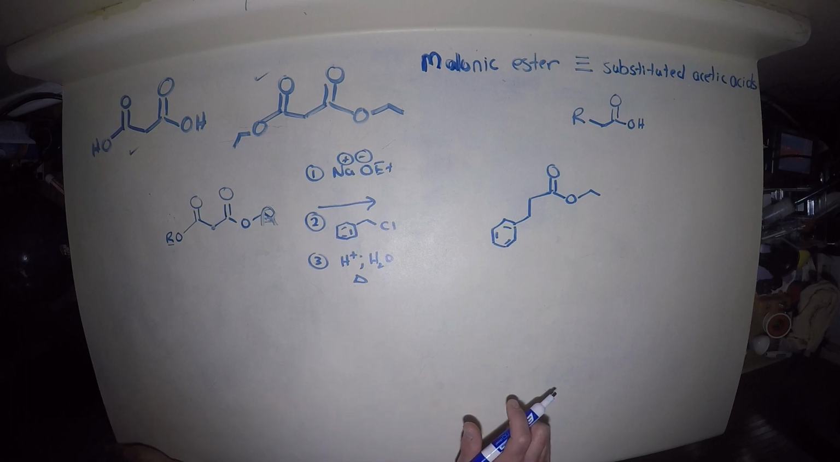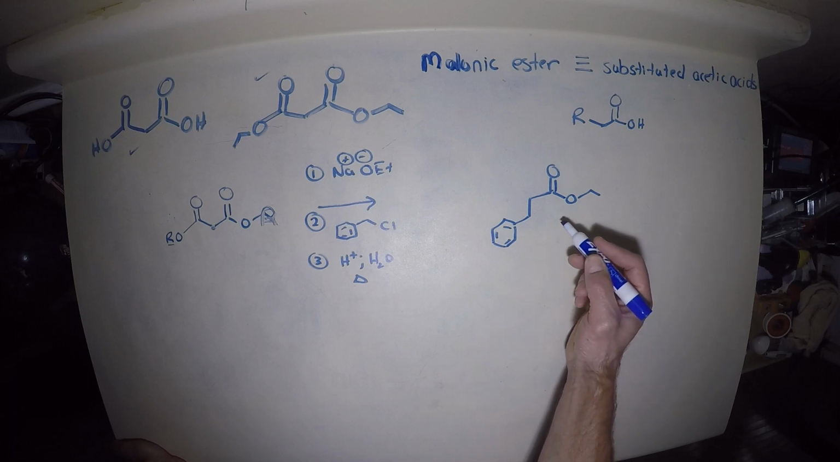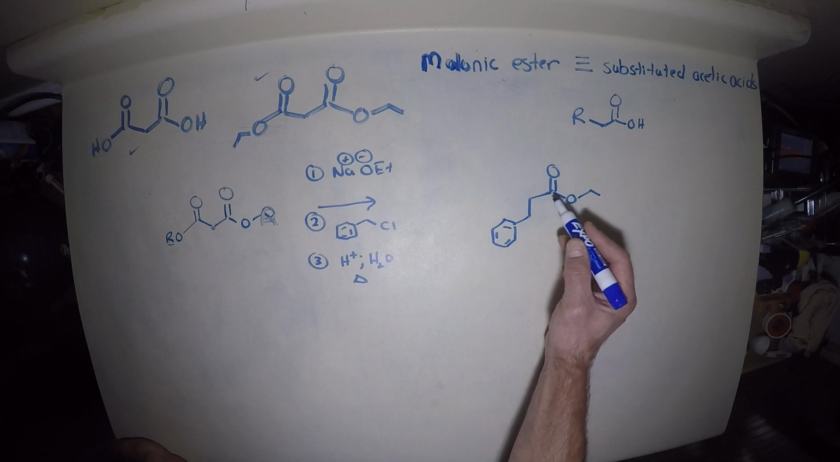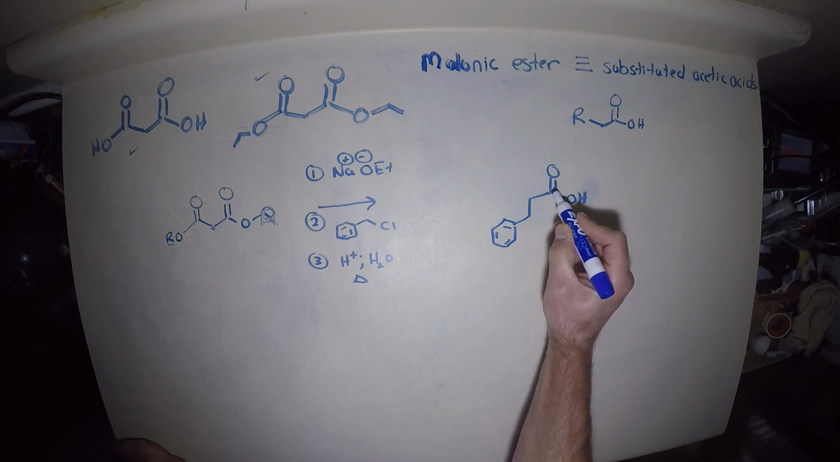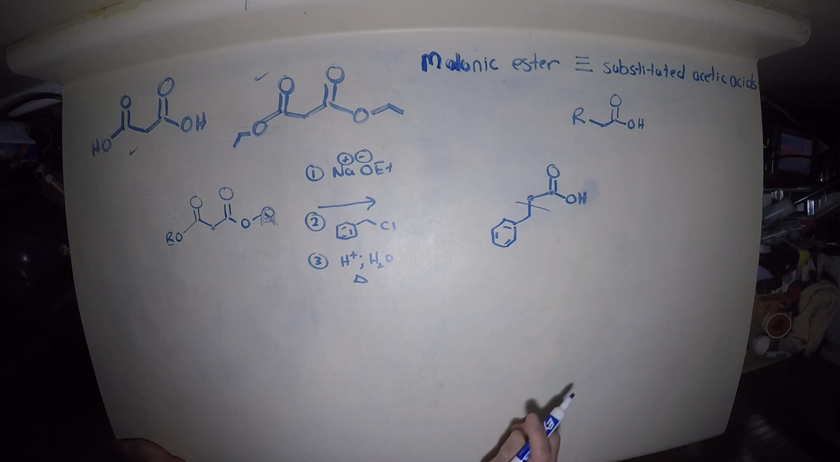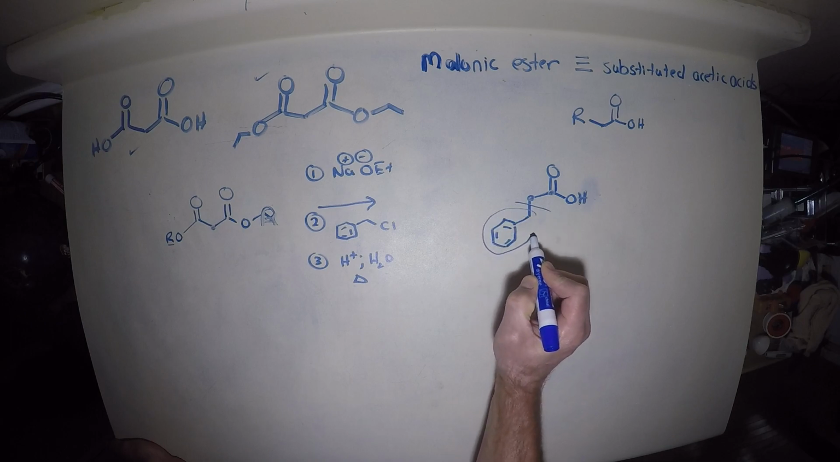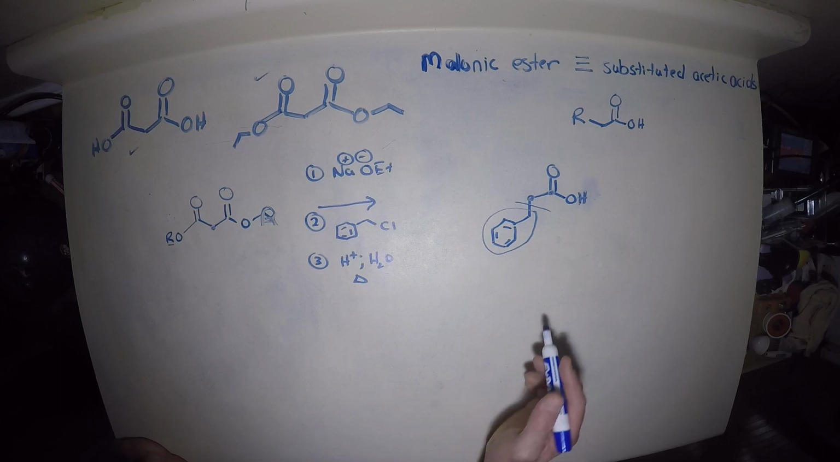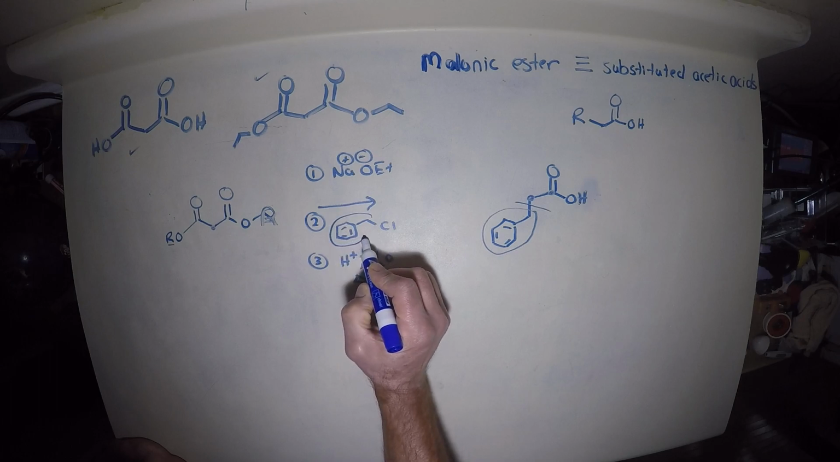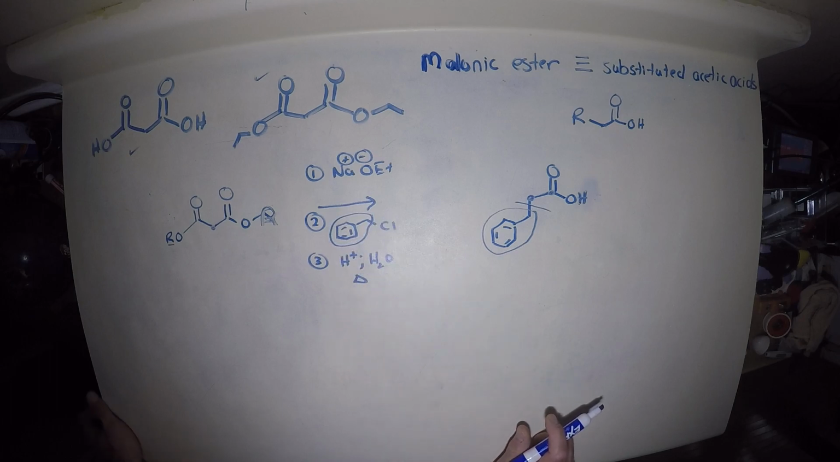That does two things. It hydrolyzes both esters to the carboxylic acid, and the resulting beta diacid is susceptible to spontaneous decarboxylation to provide the substituted acetic acid, and by substituted, that group has been substituted for one of the H's of acetic acid. And of course that group comes from the R group of our halide.